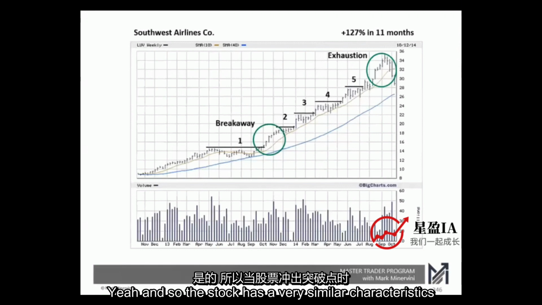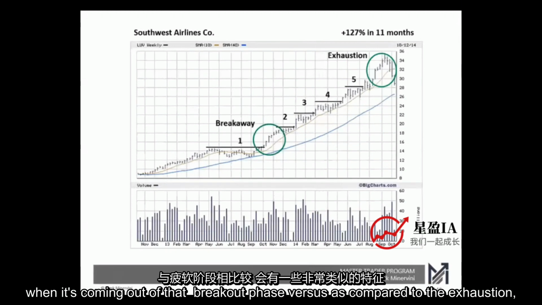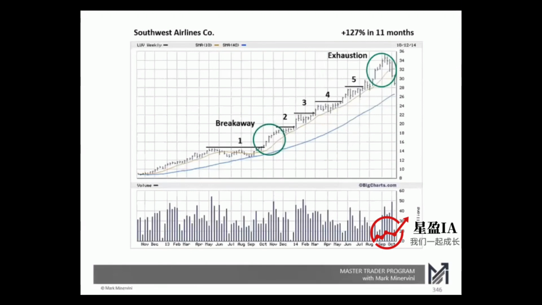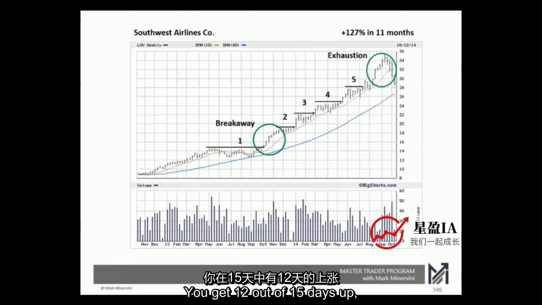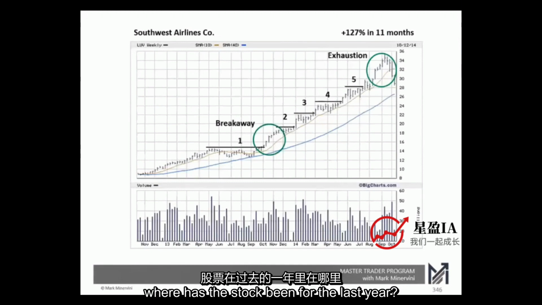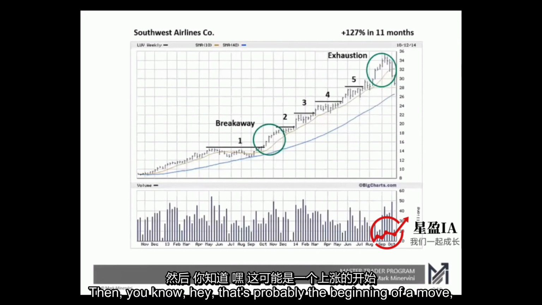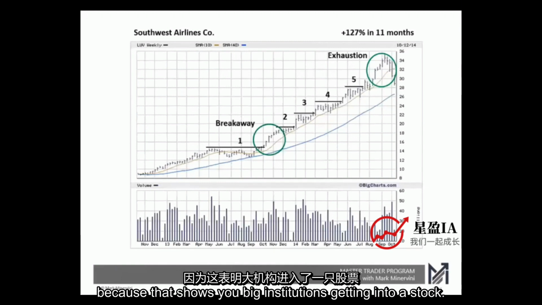Yeah. And so the stock has very, very similar characteristics when it's coming out of that breakout phase as compared to the exhaustion. You get a big increase in volume many times. You get 12 out of 15 days up, and you get a 25 or 30% plus move. And the whole key is, where has the stock been for the last year? If it's been going sideways for the last year, then that's probably the beginning of a move, because that shows you big institutions getting into a stock.